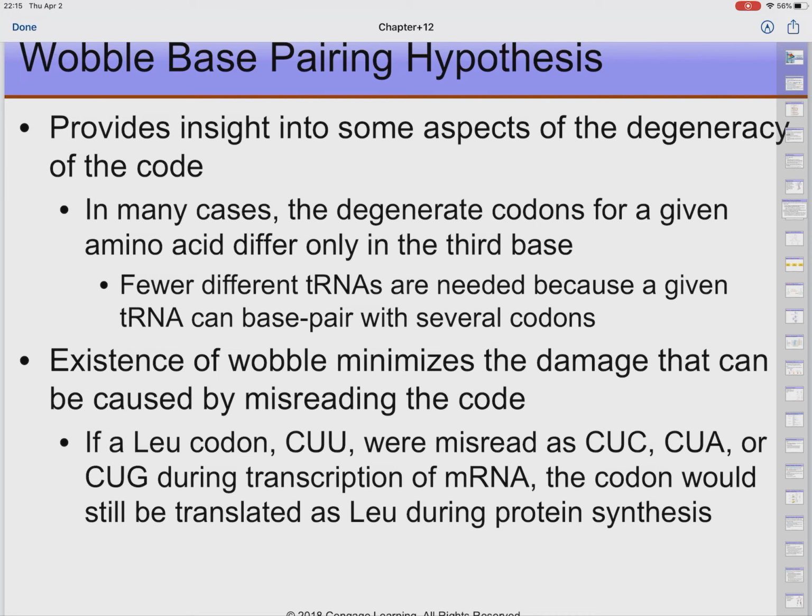Yeah, we talked about this a little bit. Fewer different tRNAs are needed because a given tRNA can actually base pair with a few different codons. And then the existence of the wobble means that mistakes that happen during transcription don't necessarily lead to a different amino acid.